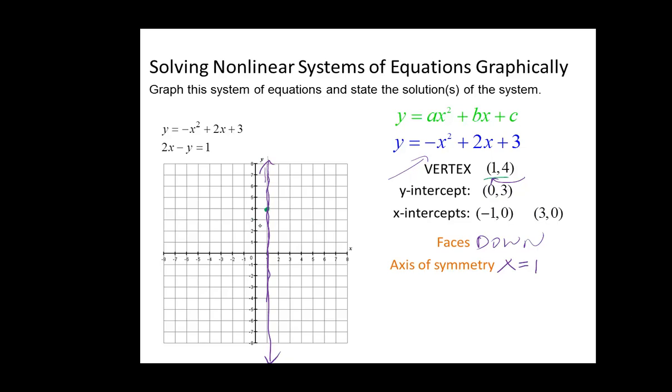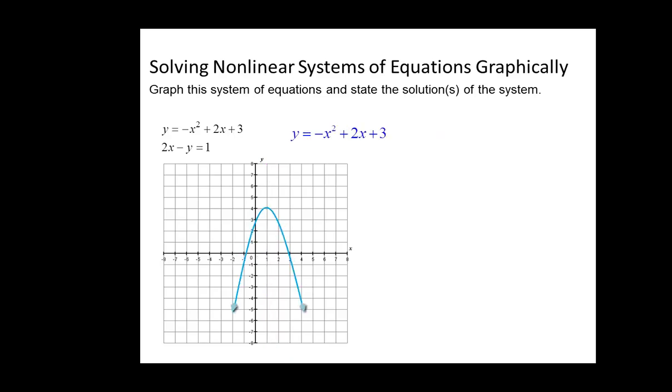Next, let's put in the y-intercept. 0, 3 is right here. And now I can see the cousin point on the other side of the axis of symmetry. Here are my x-intercepts. I have one at negative 1 and the other one is at 3, 0. And from that I can sketch in my parabola. That's a very rough sketch. I'm going to give you a better one in a moment here. There we go. That's the graph of the first equation.